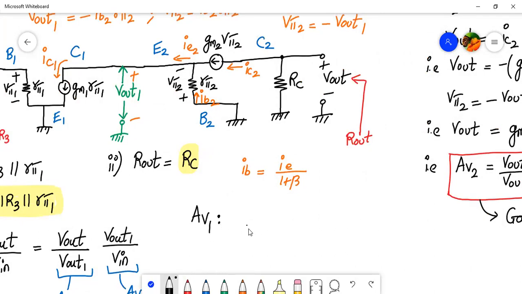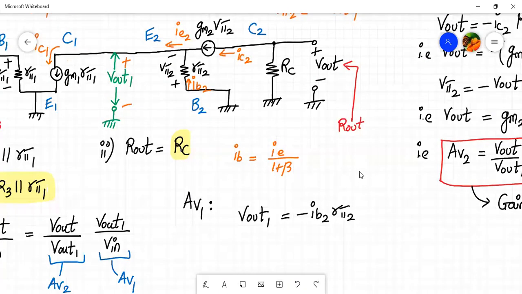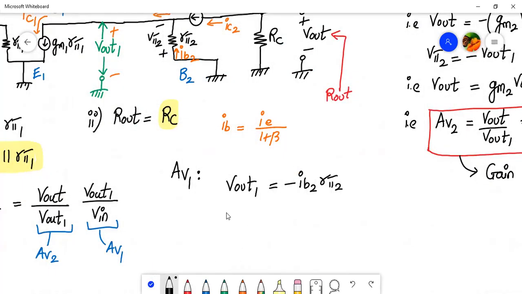And what did we find out so far? That V out 1 is equal to minus IB2 into R pi 2. Correct? Now we have to convert this into emitter current. So when we convert this into emitter current, how can we write the same expression? V out 1 is equal to minus IE2 into R pi 2 divided by 1 plus beta 2. What we did, we replaced IB by IE, and in doing so, we have divided by 1 plus beta. All right. Any doubts over here?